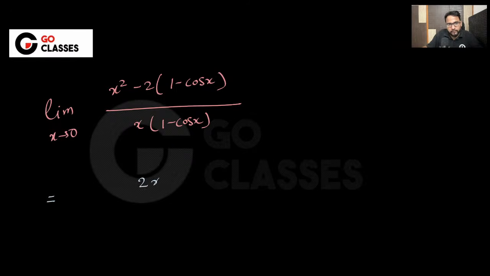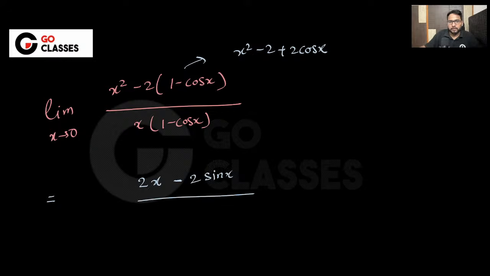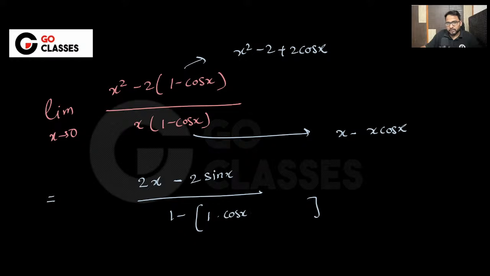So it is 2x minus, this is x square minus 2 plus 2 cos x, right? So it is 2x minus, cos x differentiation is minus sin x, minus 2 sin x upon this is x minus x cos x. So which is 1 minus, you need to differentiate this, which will be x differentiation is 1 and cos x differentiation is minus sin x. Okay, this seems to be a longer question, but that is fine.